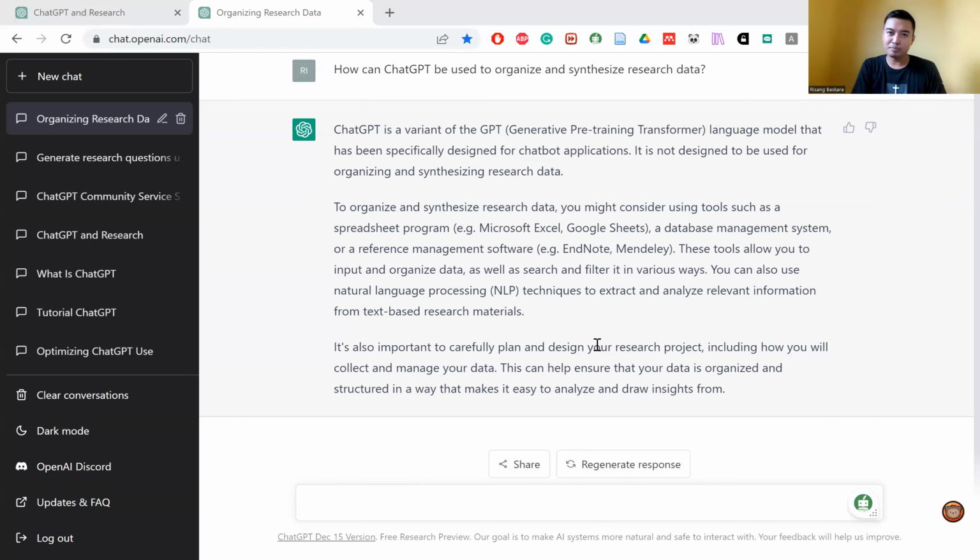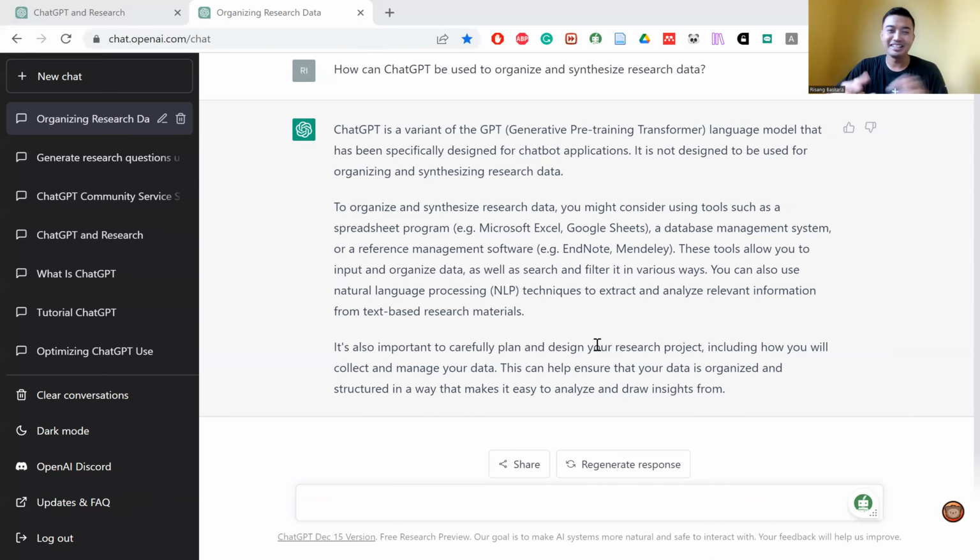To give you a sense of how ChatGPT can be used to organize and synthesize research in practice, let's take a look at an example. Suppose you have collected data on the effectiveness of different teaching strategies, and you want to create a visual aid to represent the data. You might type in the following prompt: I have collected data on the effectiveness of different teaching strategies. Can you suggest some ideas for a visual aid to represent the data? ChatGPT might generate a list of suggestions, such as, you could create a line chart to show the trends, and so on.